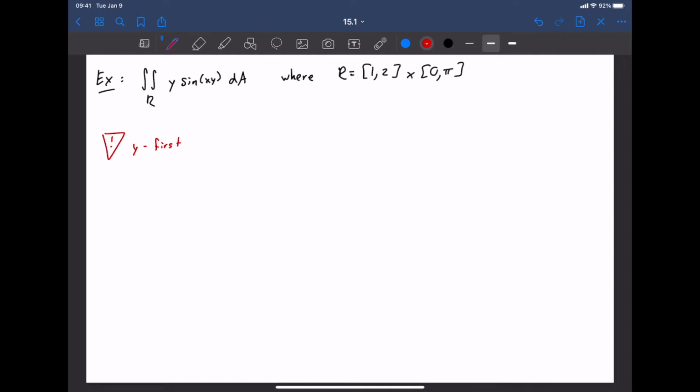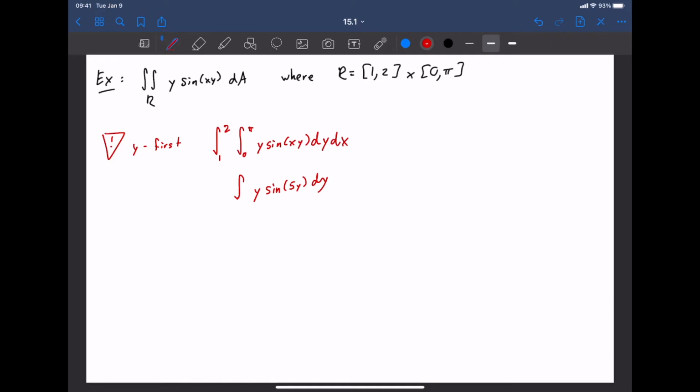Y first. You'd have 1 to 2 on the outside, 0 to pi on the inside, y sine xy, dy dx, right? If we decided to do this, we would have to worry about what's going on here. And again, it's better to go back to AB land and ask yourself, how would you do this integral? Even if it was indefinite, how would you do this integral? And you can't use a calculator because it's indefinite. And we're going to pretend Wolfram Alpha doesn't exist.